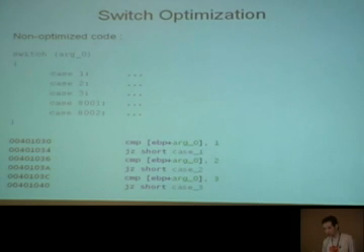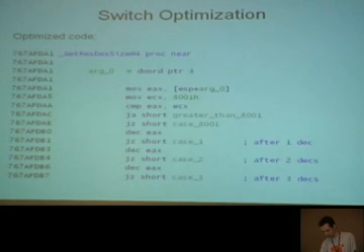The next optimization which you'll commonly see is a switch optimization. If you compile with the O0 optimization flag, then this switch statement will just translate into a sequence of comparisons and then conditional jumps. But if you compile with optimizations, you end up with this.